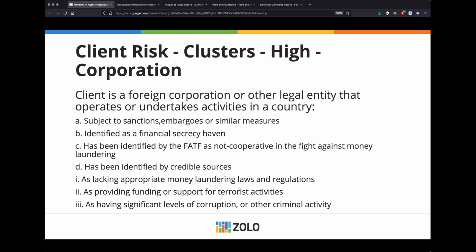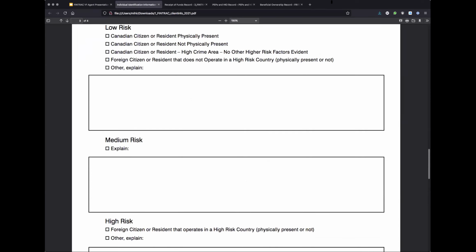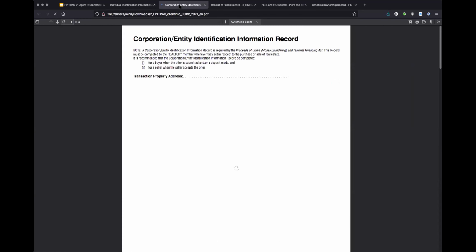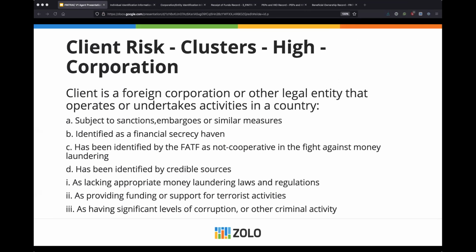For high risk corporations, we've discussed individual identification in detail. There is another form, which I don't have open. Give me 1 second. I believe it's this one. So there's a corporation entity identification information record. Now, if you're conducting the transaction on behalf of a corporation, that could be a numbered corporation, it could be a corporation with a name.